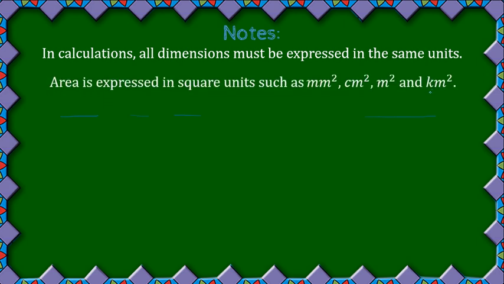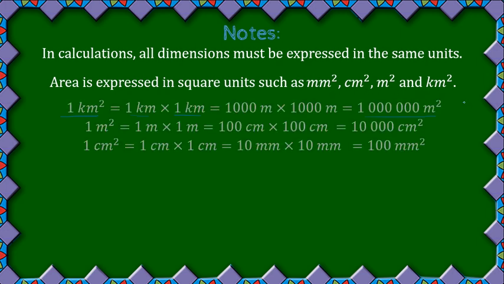Then area is expressed in square units. So we saw with our final answers in the previous examples that we have to state our units when we are finished, in millimeters squared, centimeters squared, meters squared, or kilometers squared. Now, if we need to do some conversions, let's say we need to convert an area. Normally we convert lengths, like we know 1 kilometer is equal to 1,000 meters. But now let's say we need to convert 1 kilometer squared to meters squared.